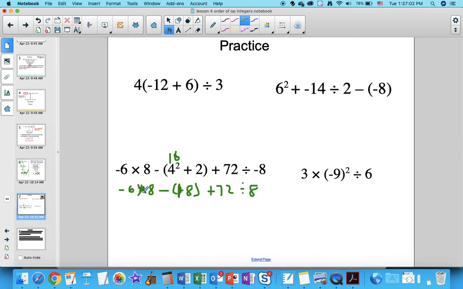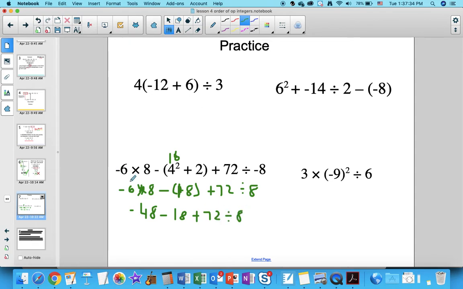Okay, so now I have division and multiplying in the same question. So I go left to right because multiplying and dividing have the same priority. So 6 times 8, right? But keep in mind, you have a negative, right? So 6 times 8 is 48, but I only have one negative. So it's a negative. Minus 18 plus 72 divided by 8.